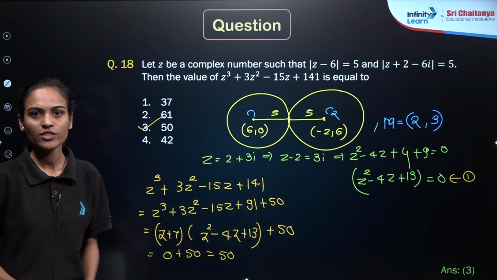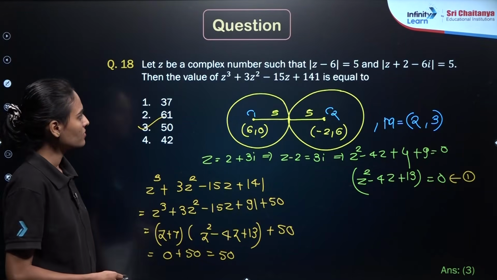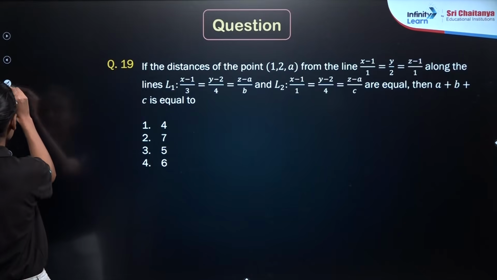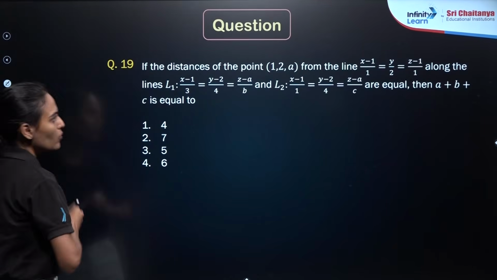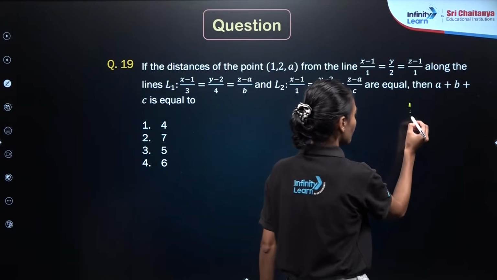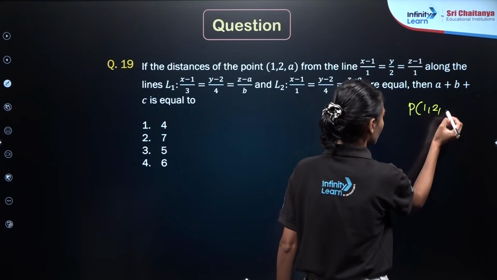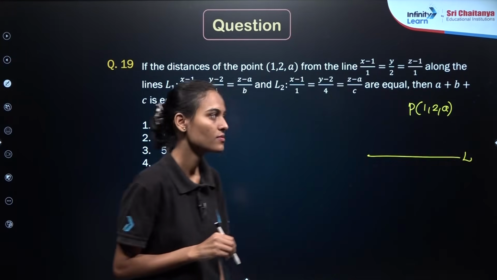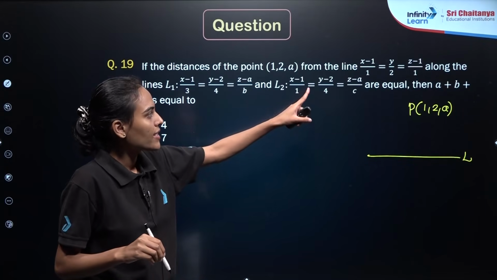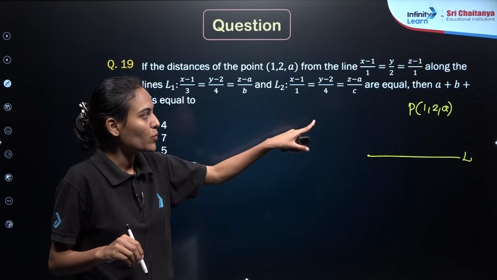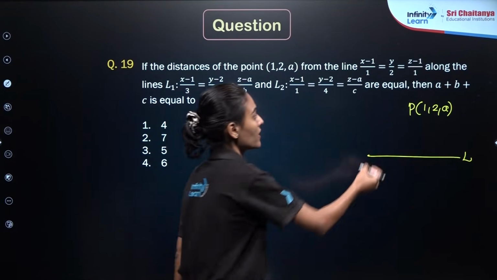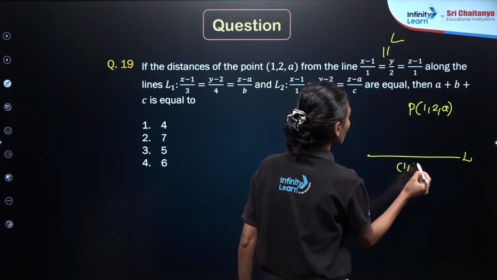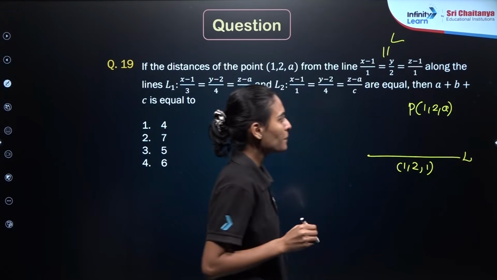Now let us do, students, question number 19. See, here they have given the distance of the point P (1, 2, A) from the line L, which is (x minus 1) upon 1 equal to y upon 2 equal to (z minus 1) upon 1. Let this be line capital L. It has direction ratios 1, 2, 1.